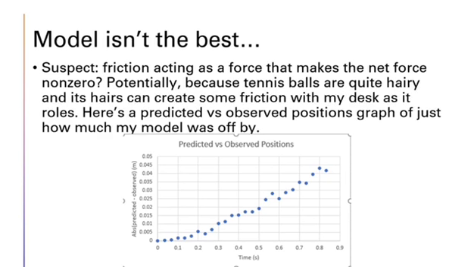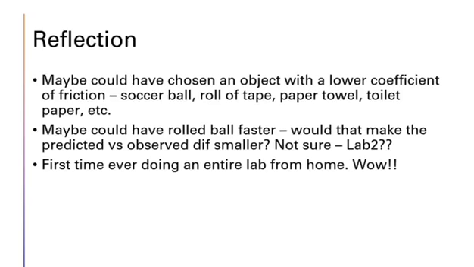And so, in reflection, I probably could have chosen a better object for more consistent data, such as a soccer ball, roll of tape, paper towel, toilet paper, anything with a lower coefficient of friction. Or I also could have rolled my ball faster. I rolled it slowly so that I could get more frames for my data. However, I'm not sure if rolling it slower would reduce the impact of force on my velocity. Maybe that could be a Lab 2 thing.